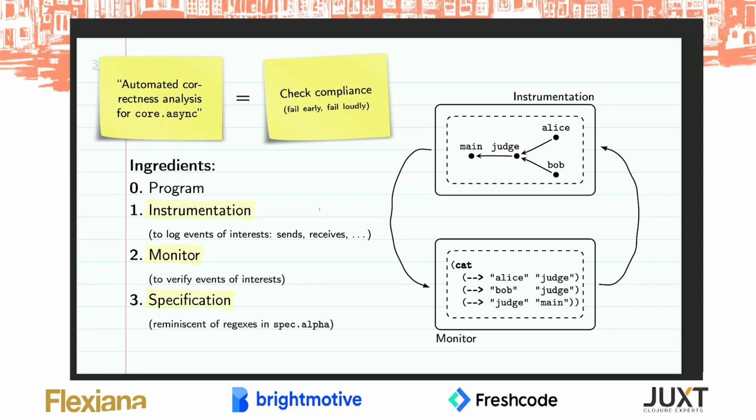So for instance, this is the specification of the protocol that we've been considering so far. CAT stands for concatenation, so it's just a list of things. And then this arrow notation means a communication of a message from Alice to judge. It should be kind of intuitive to write these kinds of specifications. That's at least the intention.